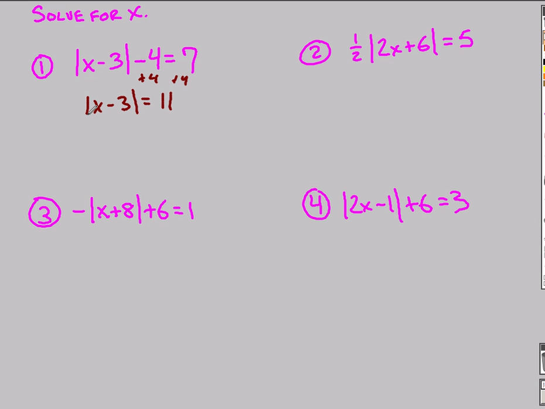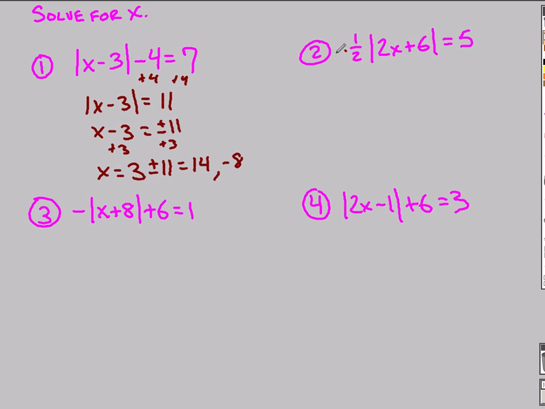Now, when I have absolute value by itself, the way I get rid of it is by making the other side either positive 11 or negative 11. You need to add that plus or minus. So now to solve, I just need to add 3 to both sides. So I get x equals 3 plus or minus 11. So that means my answer would be if I add 11, it's 14. If I subtract 11, I get negative 8. Those are my answers.